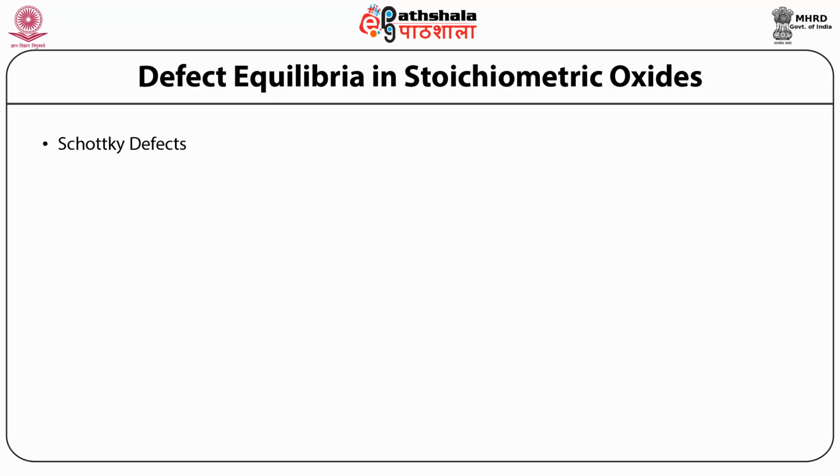So students, let us discuss defect equilibria in stoichiometric oxides. The defects which we usually consider in stoichiometric oxides are categorized into two main categories. The first is Schottky defect and the second is Frenkel defect. So first we will be discussing Schottky defects for an oxide, that is MO. Here M corresponds to any metal and O corresponds to oxide. So let us discuss the Schottky defects.